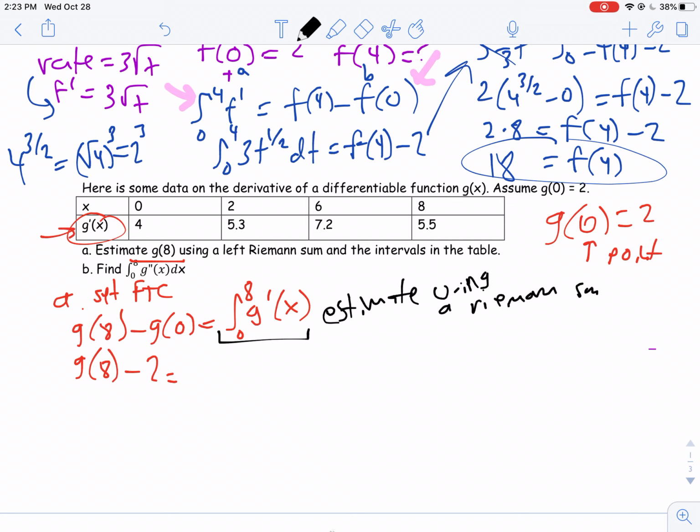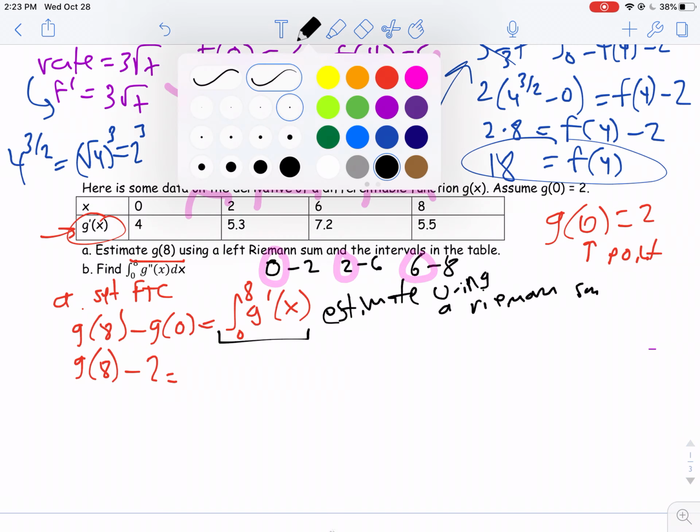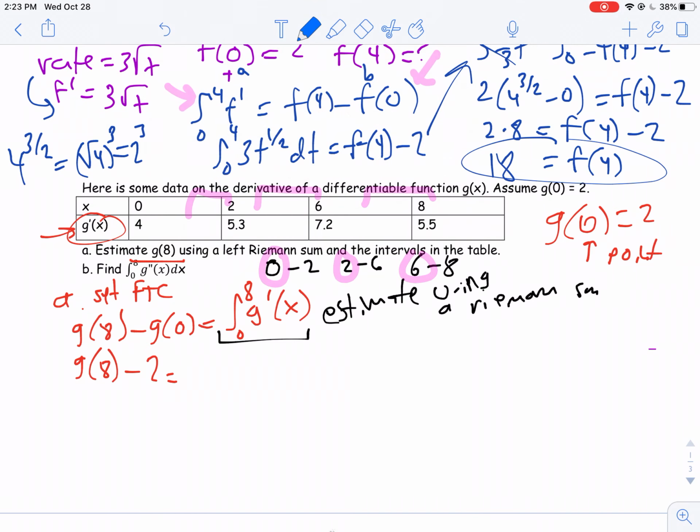We have g prime. So we're going to estimate this integral by using a Riemann sum with the intervals between points like usual. The problem tells me it's a left Riemann sum. So my intervals are 0 to 2, 2 to 6, and 6 to 8. And like usual, it's always a good idea to circle the left endpoints just to remind you. So remember, a Riemann sum estimates an integral. We're leaving the left side alone, but we're estimating the right side using a Riemann sum.